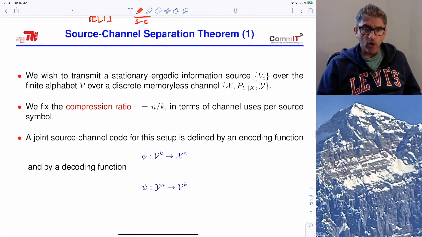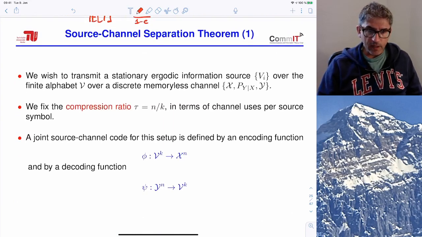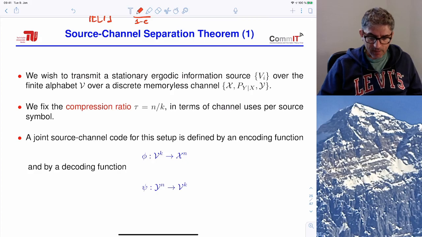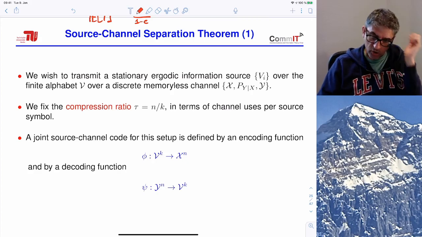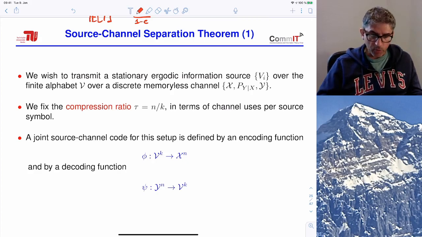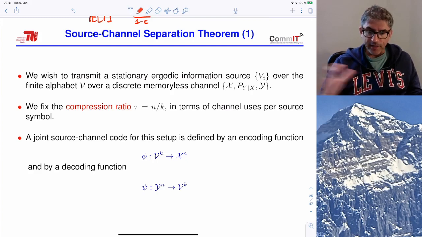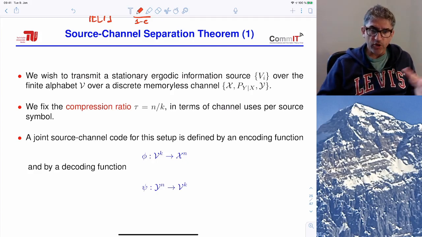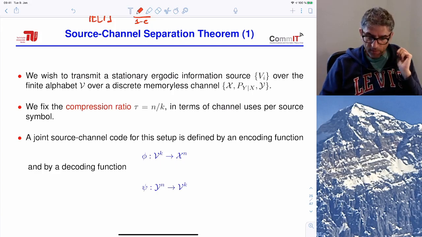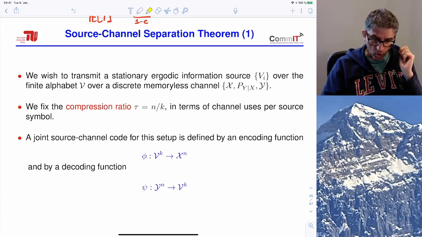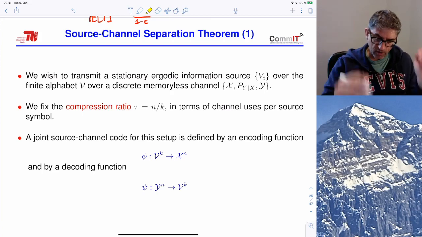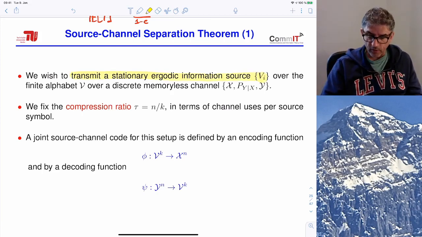Okay, another related topic is the transmissibility of information sources through noisy channels. So now we put together data compression and channel coding. So the problem is the following. We have a stationary ergodic information source with a certain entropy rate. Say, let's make it simple, sorry, I said stationary ergodic, let's say a discrete memoryless source with a certain entropy.